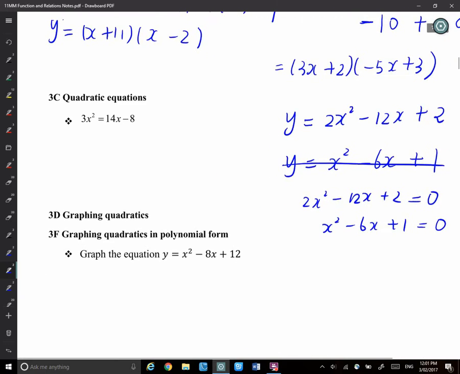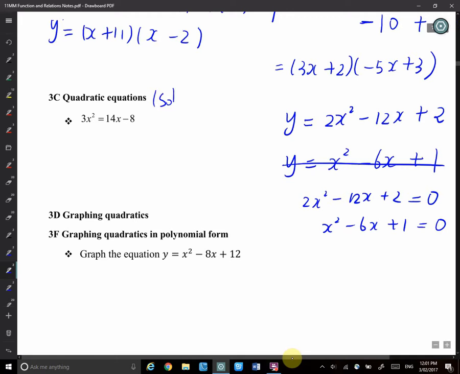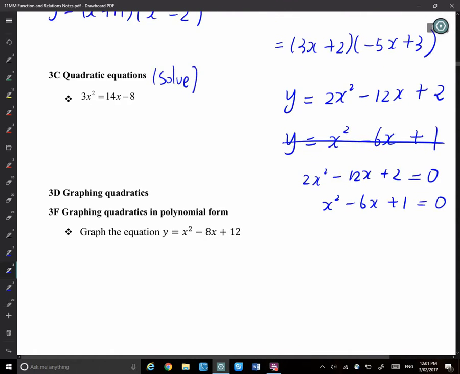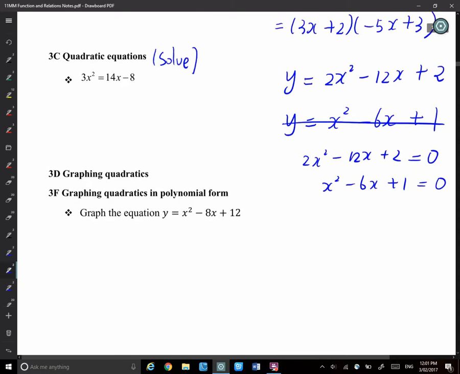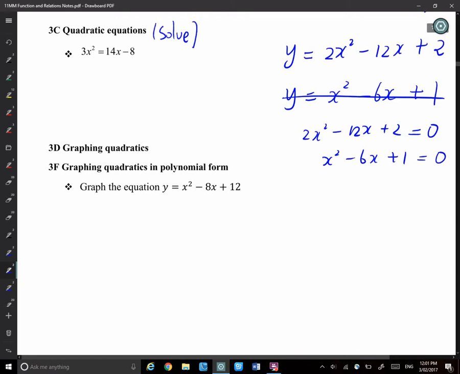And for 3C, it's just a solve question. I want you to solve for it. Okay, next one.